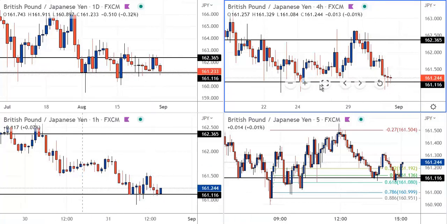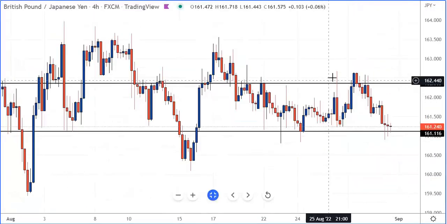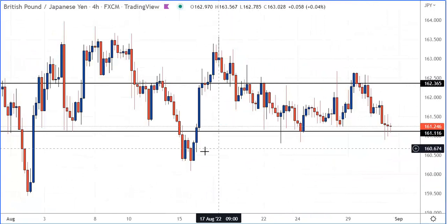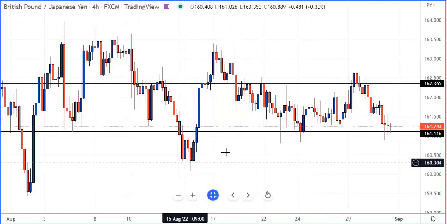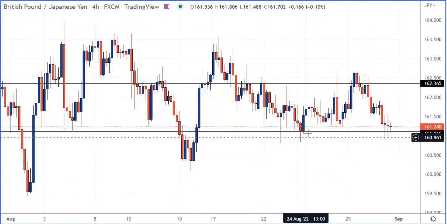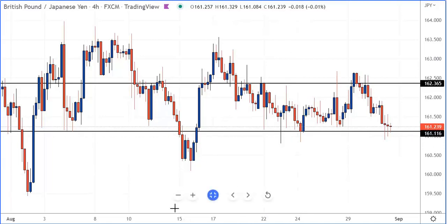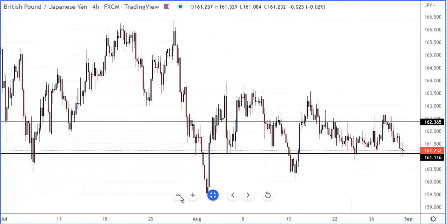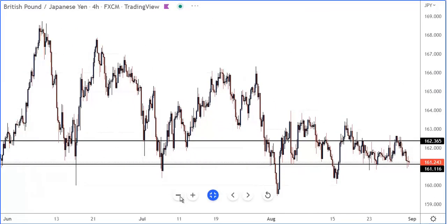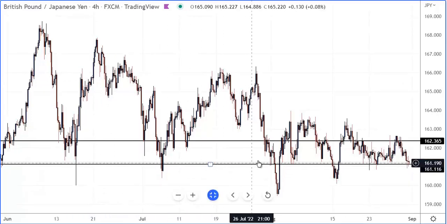If I look at these levels on the 4-hour chart, this is the level that I had marked when I posted the video. But if you look at this level, would you say that's a good level? In fact, let's zoom this out a little bit. I mean, it's a good level. It's been reacted off of a lot.